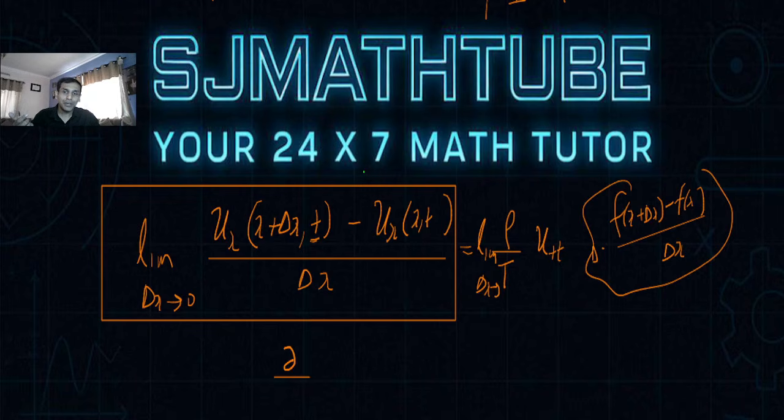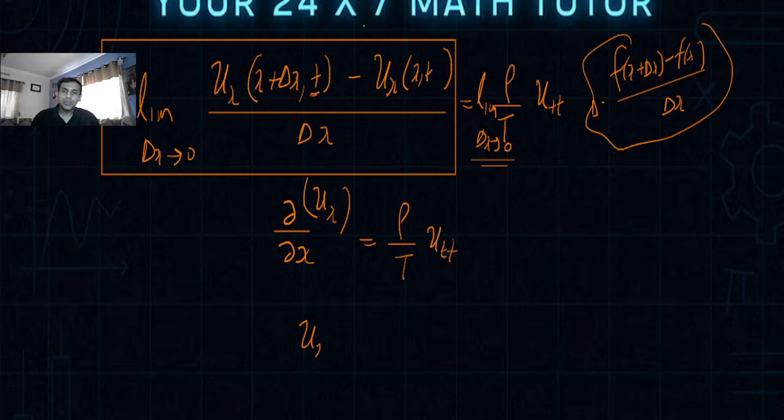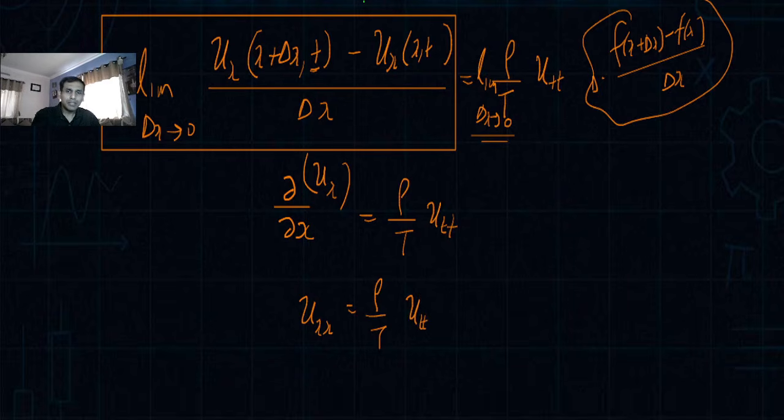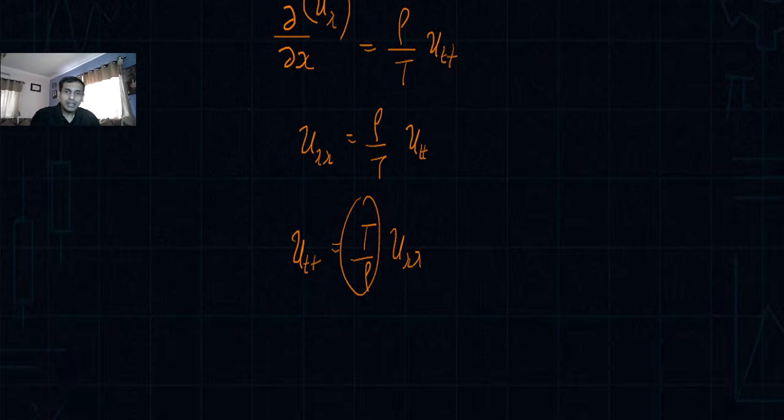Derivatives, like dou by dou x, or the derivative of u_x. And on this side, limit delta x tends to 0 cannot tamper anything. So we get rho by T u_tt. And we get u_xx is equal to rho by T into u_tt. And we manipulate it a little bit so that we get the standard form u_tt equal to T by rho u_xx, and they call it c square. And there's so much explanation, you can read about it. So this is the standard wave equation.